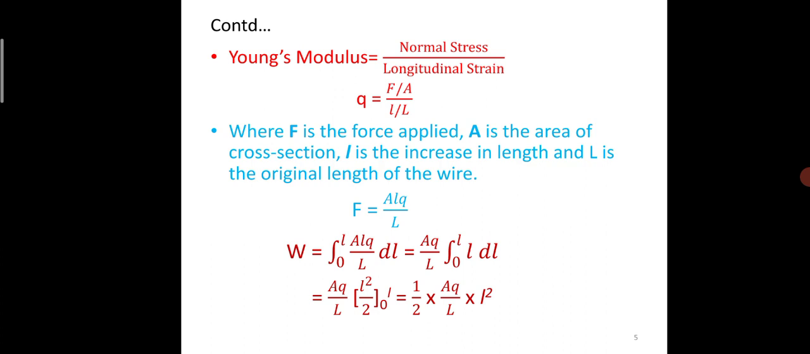where A, Q, capital L are constants taken outside the integral sign. Then the integral of l dl is l square by 2. Applying the limits 0 and l, we have the final equation: W is equal to half into A into Q by capital L into small l square.